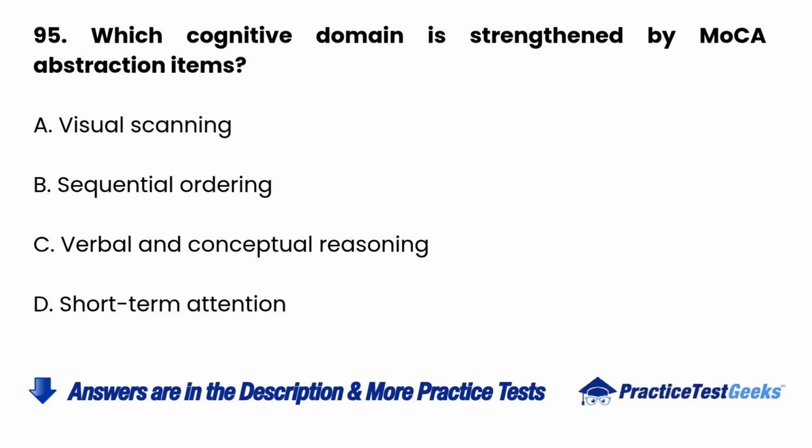95. Which cognitive domain is strengthened by MoCA abstraction items? A. Visual scanning. B. Sequential ordering. C. Verbal and conceptual reasoning. D. Short-term attention.